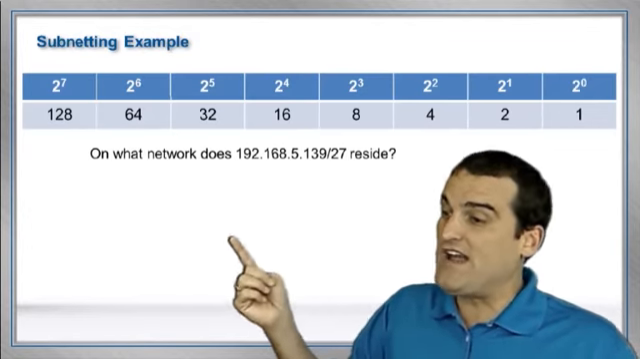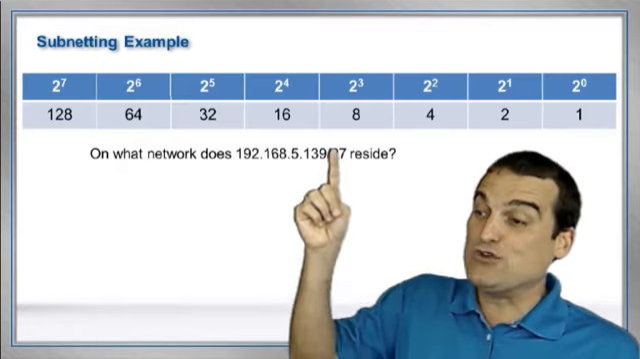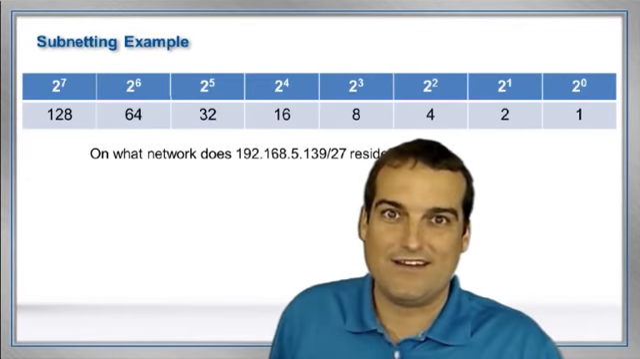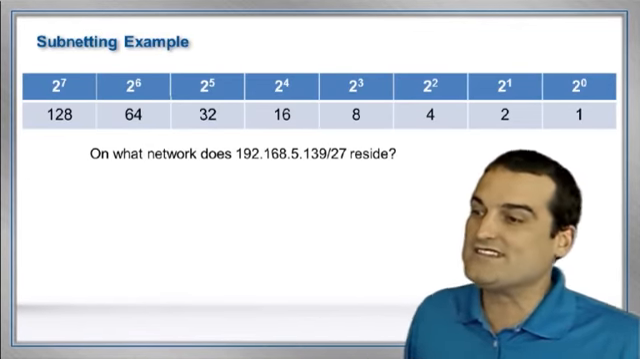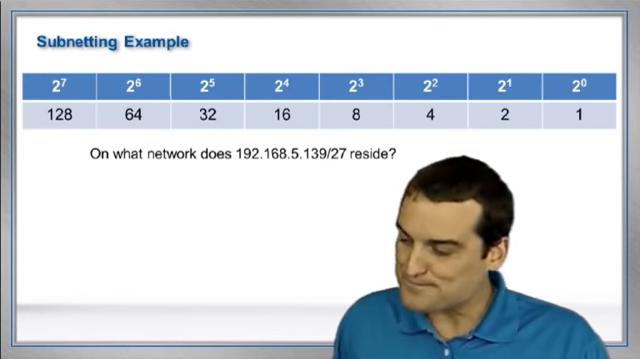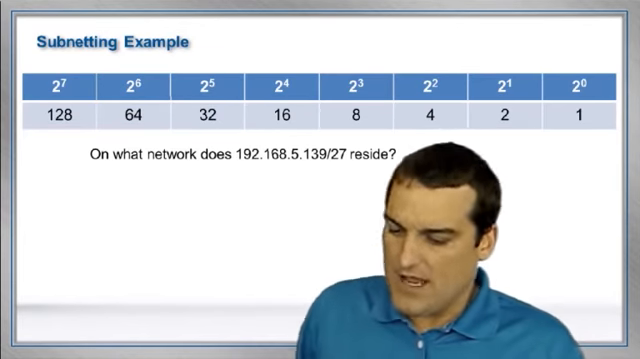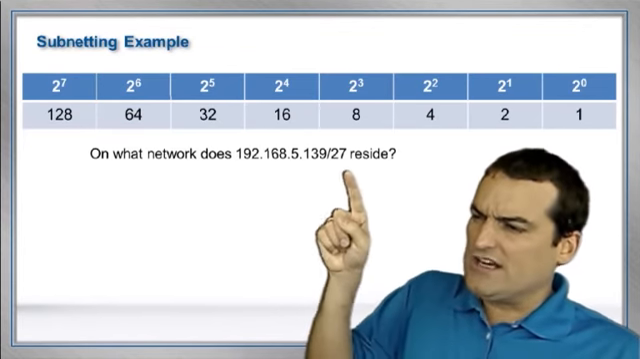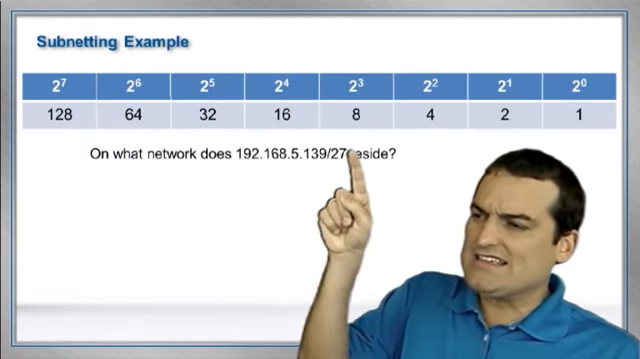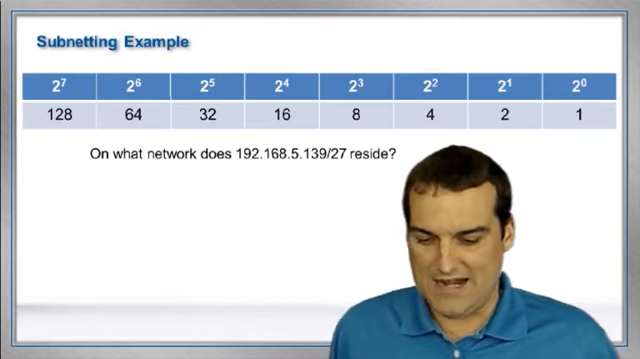Instead of going 255, 255, 255, whatever, they're just doing /27, the number of bits that are on in a row in the subnet mask. Very interesting. All right, so let's think about this. We want to look at this last octet and what is going on with the binary.